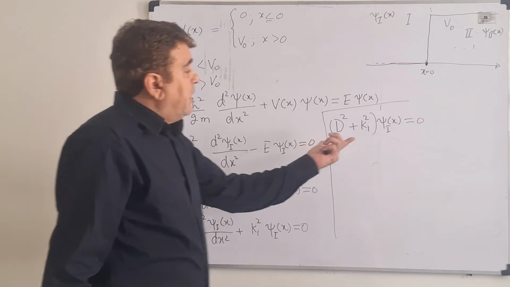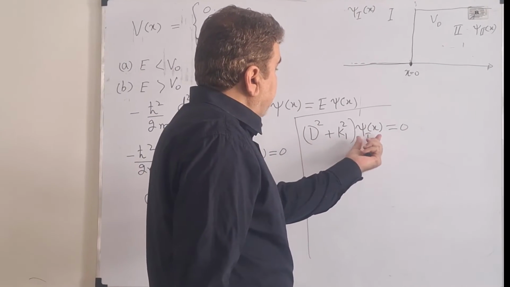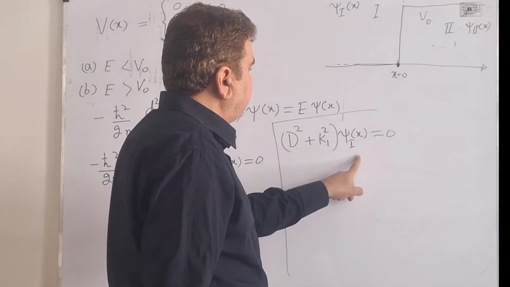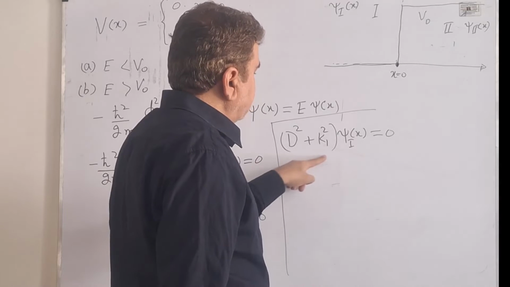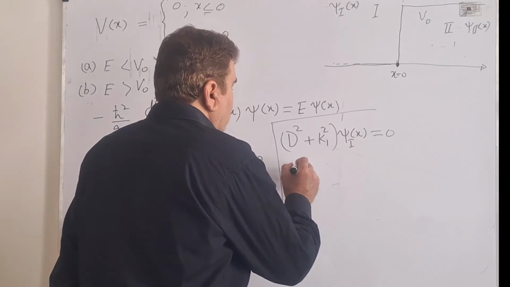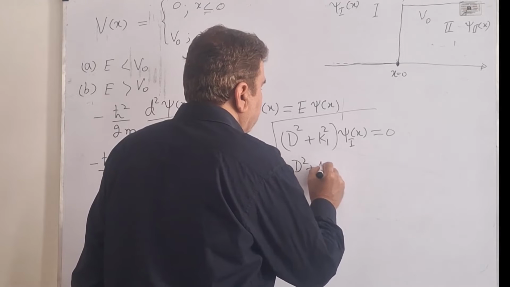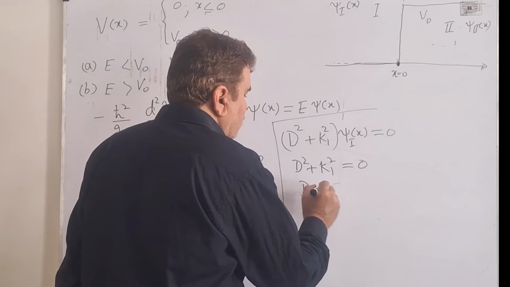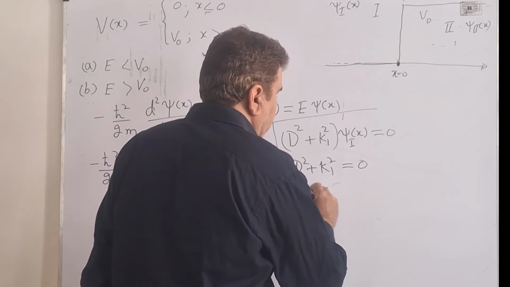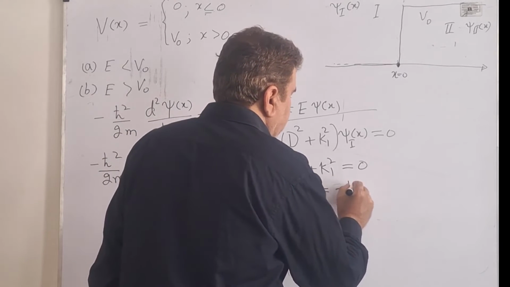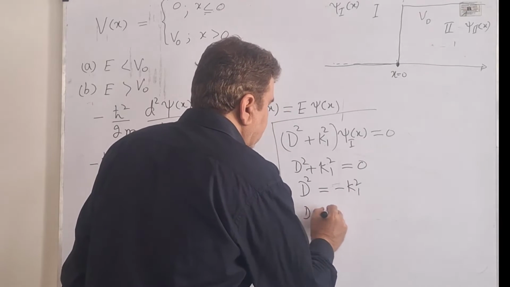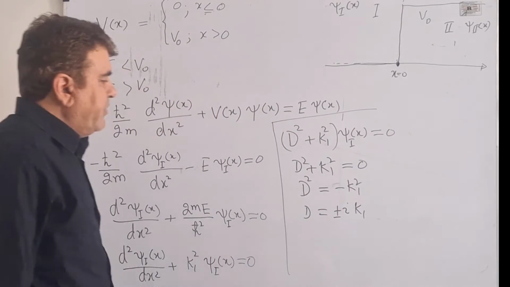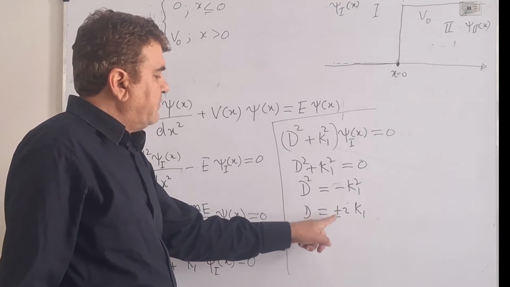And now obviously the psi 1(x) can never be 0. The wave function cannot go to 0, and the product of these two terms is 0. That means the term inside these brackets goes to 0. So I write this as D squared plus k1 squared equals 0. And from this I can find the roots of the equation that D squared equals minus k1 squared, or D equals plus minus iota k1. So we have two complex roots, one positive and one negative.